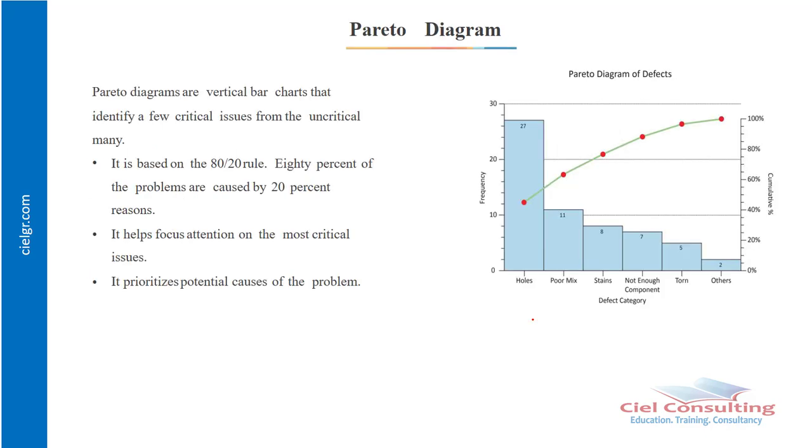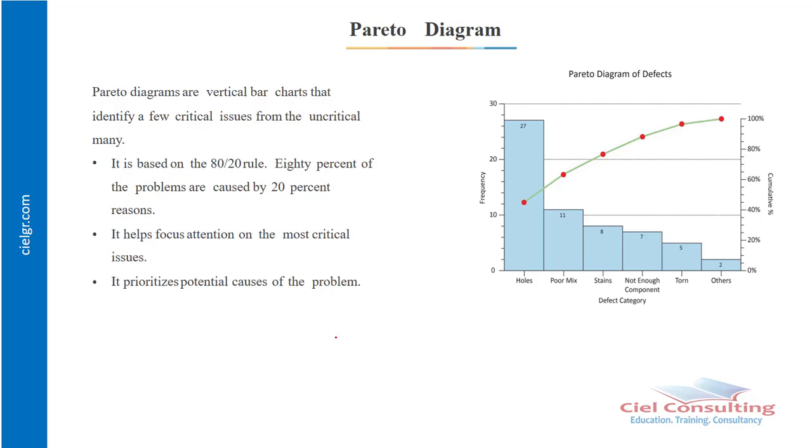Aside from that, we also have the Pareto diagram. The Pareto diagram is also known as the 80-20 principle. The 80-20 principle is predicated on the fact that 80% of the problems we'll have in our project will be due to 20% of causative factors.